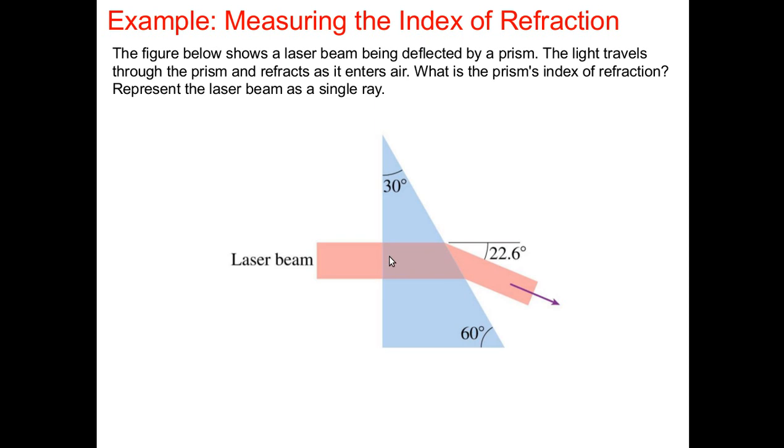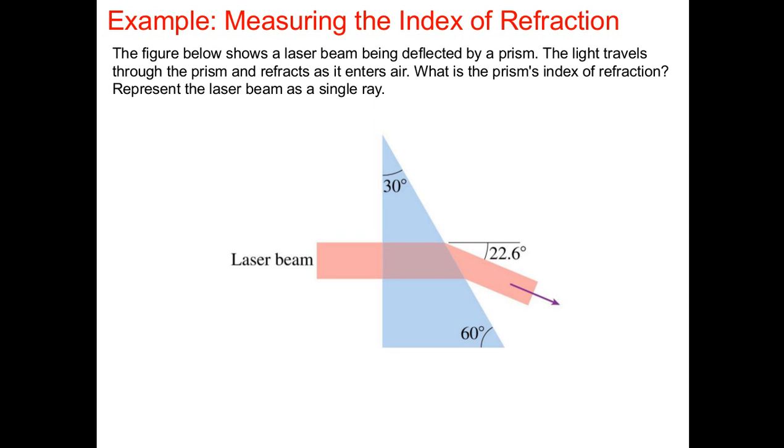So we're not going to concern ourselves with this part right here. We're just going to talk about the laser beam passing through this prism and then refracting as it exits the prism. So this is one of those physics problems where they give you an angle and it's really tempting to use that, right?